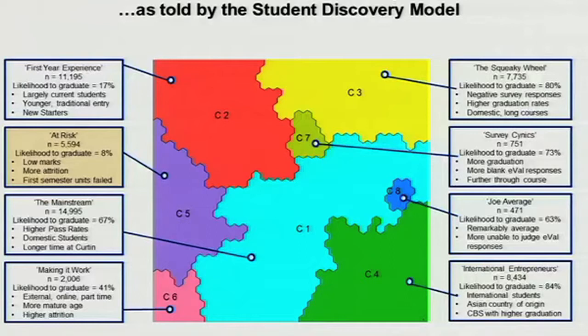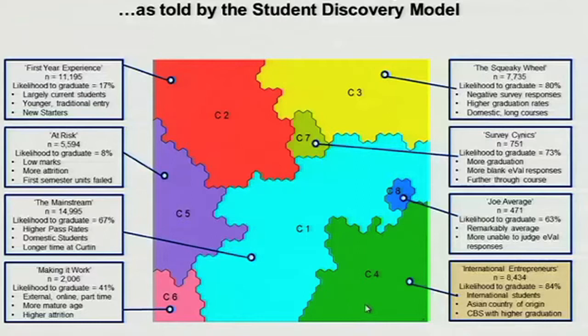The international entrepreneurs, as we've called them here, were at the other end of the spectrum. They were very highly likely to graduate, in fact there was an 84% possibility of graduation in that group. These were mainly international students, often from Asian countries of origin, and many of them were from CBS. And as you can see, we had other groups that we were picking out as well.